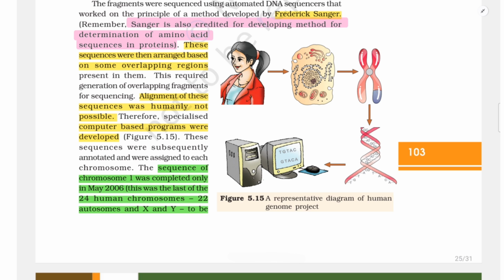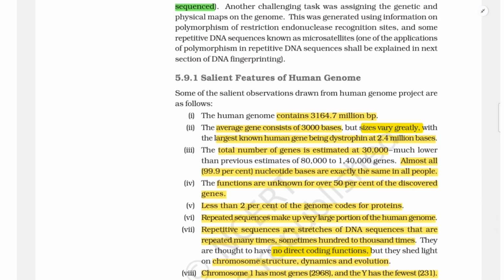The sequence of chromosome 1 was completed only in May 2006. This was the last of the 24 human chromosomes, 22 autosomes and X and Y, to be sequenced. Another challenging task was assigning the genetic and physical maps on the genome. This was generated using information of polymorphism of restriction endonuclease recognition sites and some repetitive DNA sequences known as microsatellites. One of the applications of polymorphism in repetitive DNA sequence shall be discussed in the next section on DNA fingerprinting.